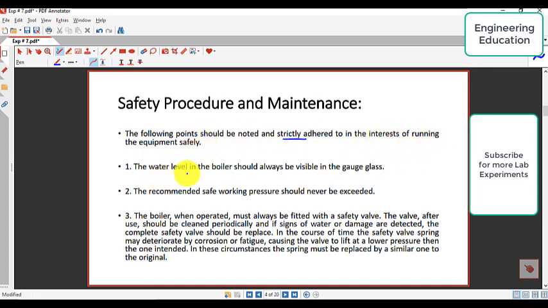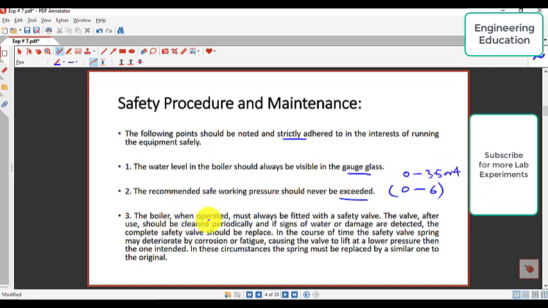First, the water level in the boiler should always be visible in the gauge glass. The recommended safe working pressure should never be exceeded. The range of pressure is from 0 to 6 for this apparatus, but the safe operating pressure is from 0 to 3.5 or 4 to perform experiments.